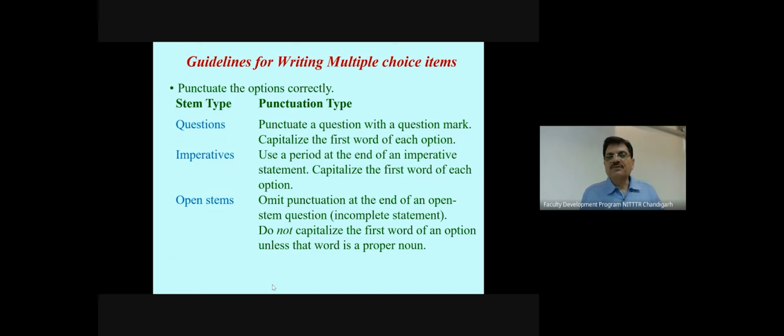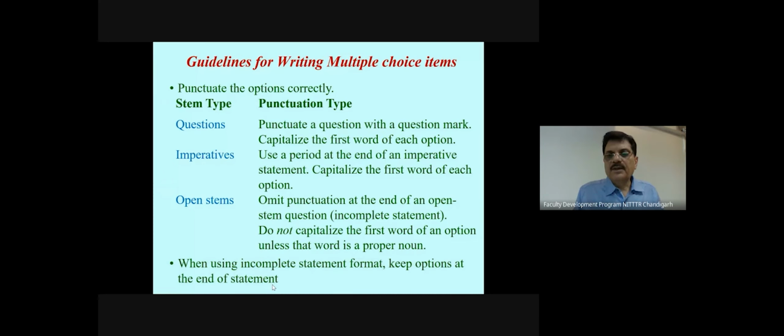And in case of fill in the blanks type item, omit punctuation at the end of open stem question, that is incomplete statement. Do not capitalize the first word of an option unless that word is a proper noun. So when using incomplete statement format, keep options at the end of the statement.